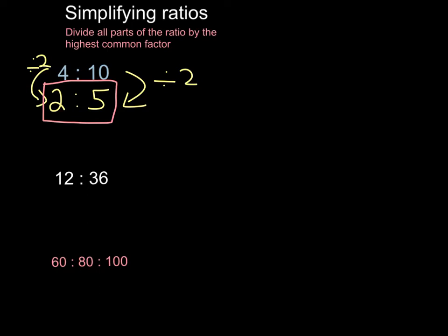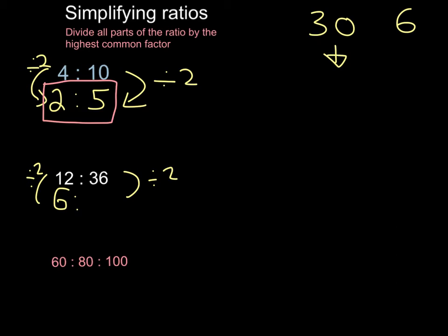12 to 36. Now, we can do the same method as previously. We can see they're both even numbers, so we can half them, divide by 2, divide by 2. That's going to get us half of 12 is 6, and half of 36, remember, if it's on a non-calculator paper and you're stuck, half of 30 is 15, and half of 6 is 3, and add those two together to get you the 18.